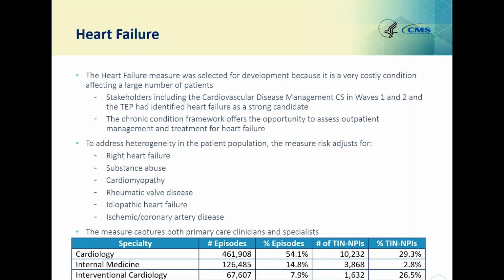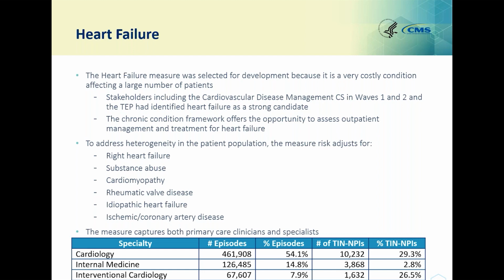The heart failure measure addresses heterogeneity in the patient population by risk adjusting for many pre-existing conditions such as right heart failure. Something that is common across all our cost measures is that they aim to capture all clinicians who are playing a similar role in care. So when we were developing the first set of chronic condition cost measures, our TEP emphasized the importance of capturing both primary care and specialists who are managing and treating the condition.